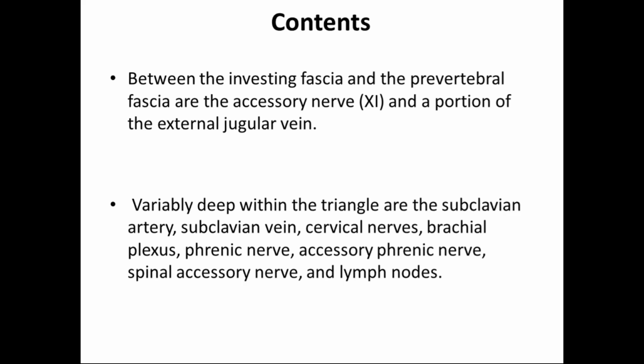So what are the contents present here? Between the investing fascia and the prevertebral fascia are the accessory nerve, spinal accessory nerve 11, and a portion of the external jugular vein. Variably deep within the triangle are the subclavian artery, obviously accompanying vein, subclavian vein, cervical nerves, brachial plexus, phrenic nerve, accessory phrenic nerve, spinal accessory nerve, and the lymph nodes.